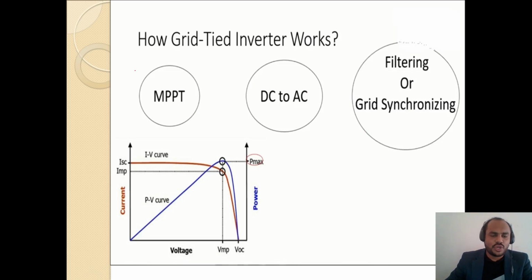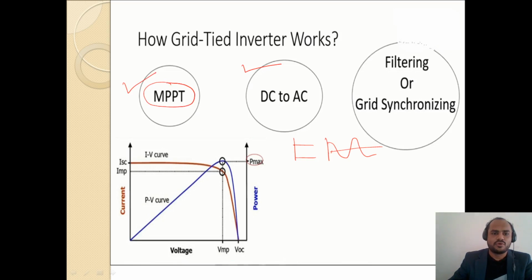The major function of the inverter is to convert the DC form of the electricity into the AC form, that is, direct current into alternating current. It will just be converting like this. The sinusoidal waveform is being generated here. The second important function is to control the maximum power point tracking.